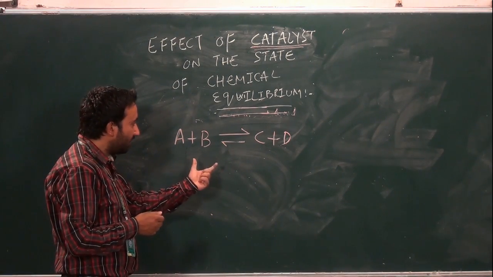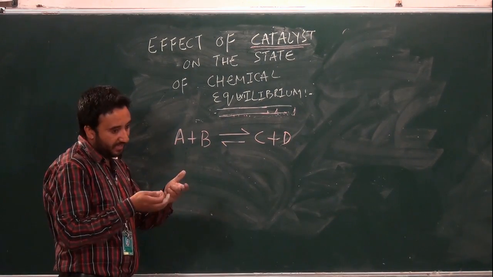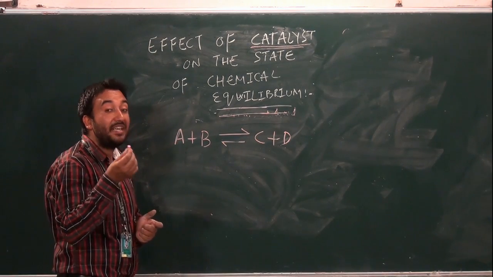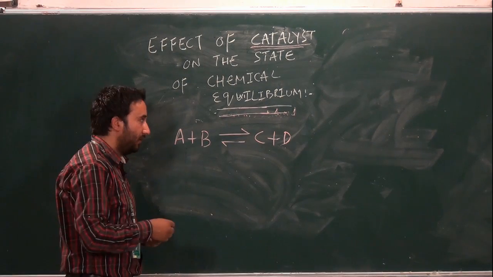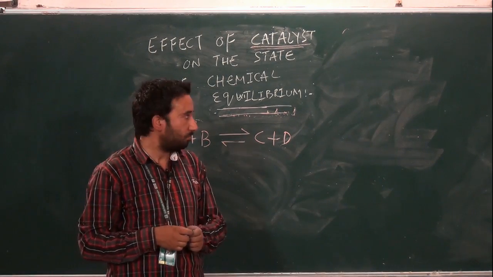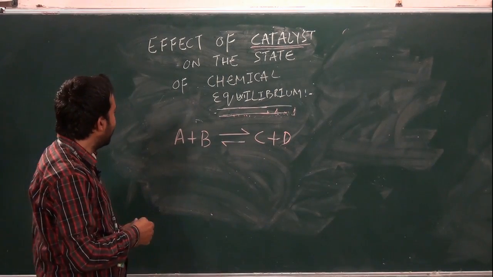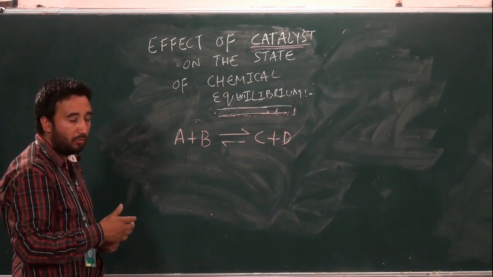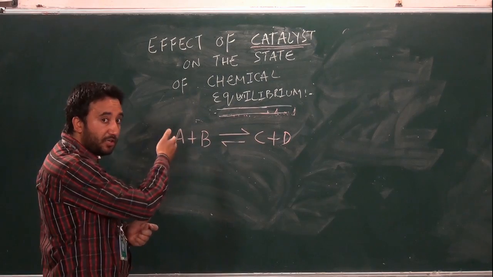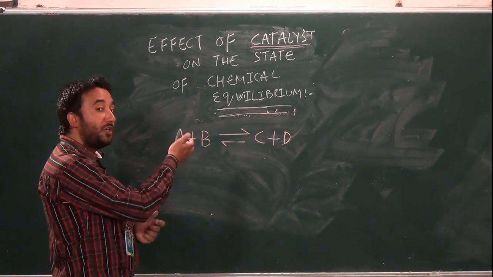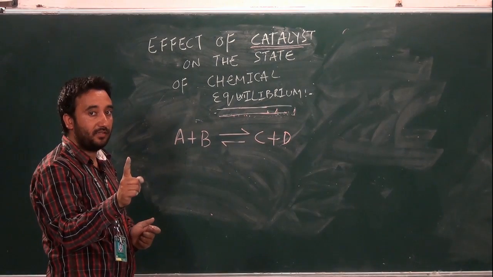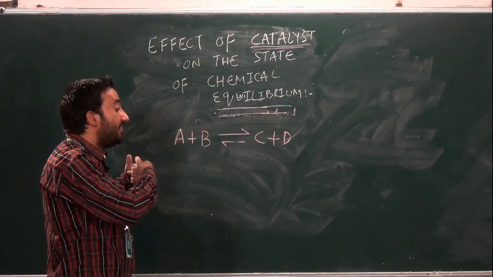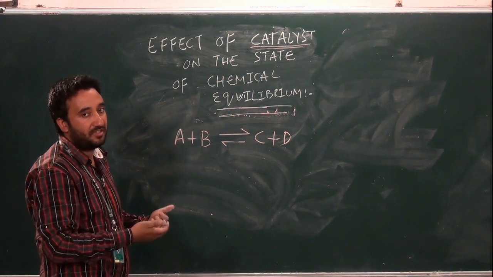Without catalyst, equilibrium will be established, but it will take some time. When we add catalyst, the stage of equilibrium will be attained very fast. So the take home message, or the crux of this topic, is that the catalyst has an effect on the chemical equilibrium. How? It increases the rate of the forward reaction and the rate of the backward reaction to the same extent. Then the equilibrium state will be attained at a faster rate.